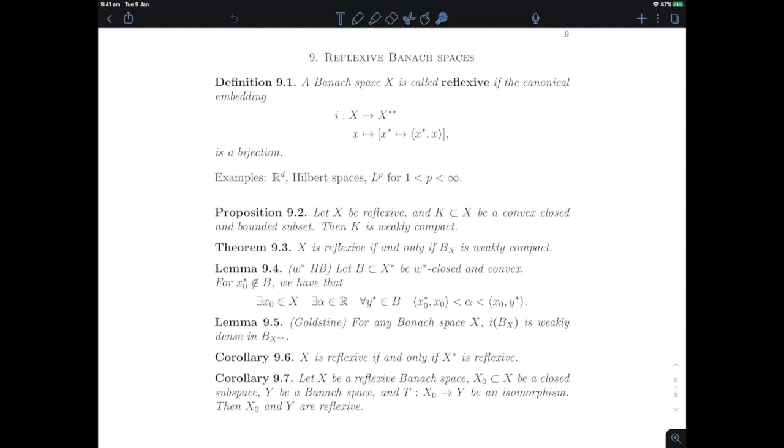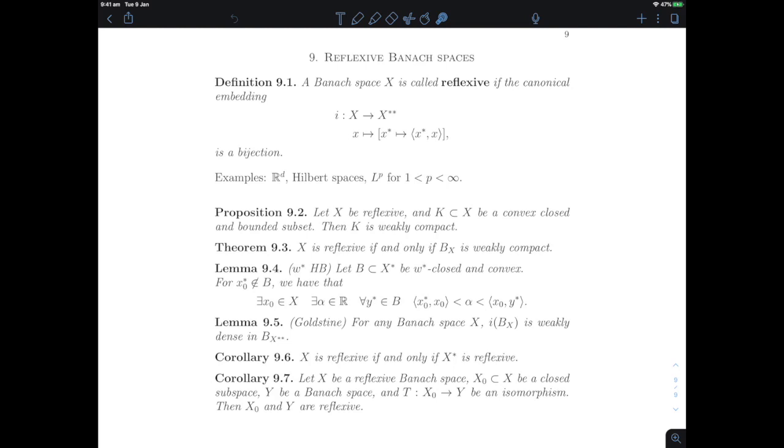So this class of spaces, the reflexive Banach spaces, they include a lot of our favorite spaces. It's a class that is much larger than just the class of Hilbert spaces or finite dimensional spaces, but it's not too large, as in it's a class of spaces that satisfies very good properties.